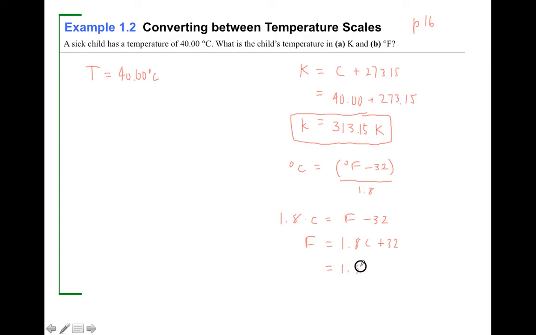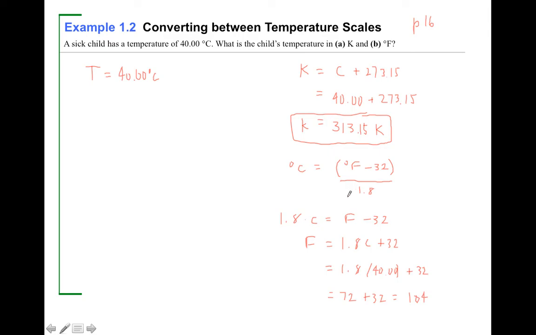Okay, so 1.8 times 40 plus 32 is going to equal 1.8 times 40. I can't do that in my head. I'm going to do it in my calculator here. 1.8 times 40 is equal to 72. 72 plus 32 looks like that's 104.